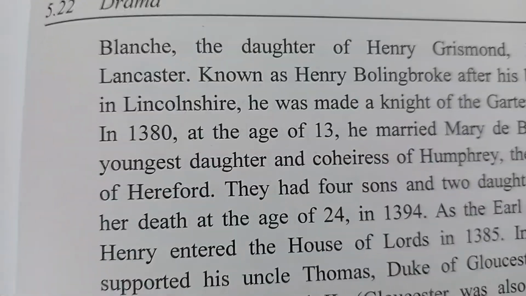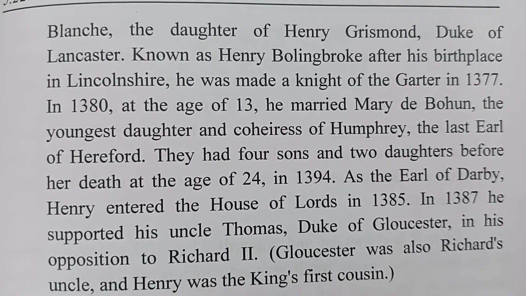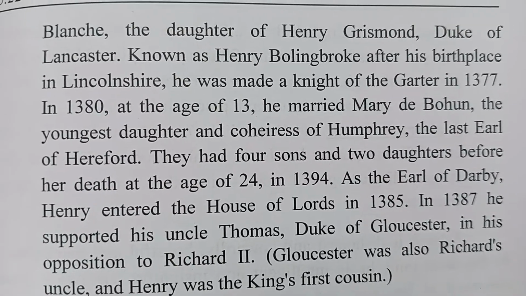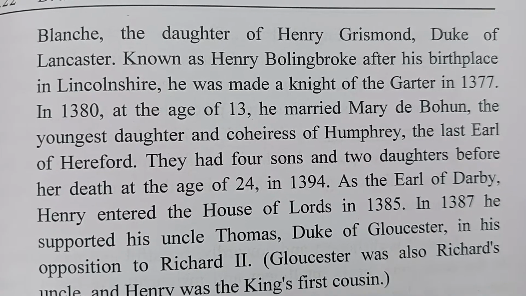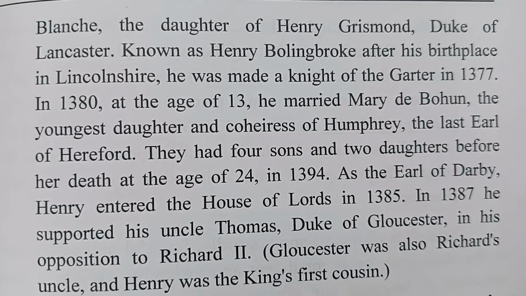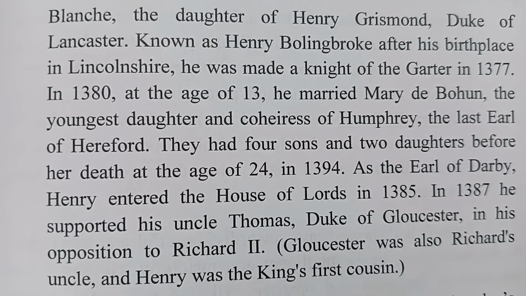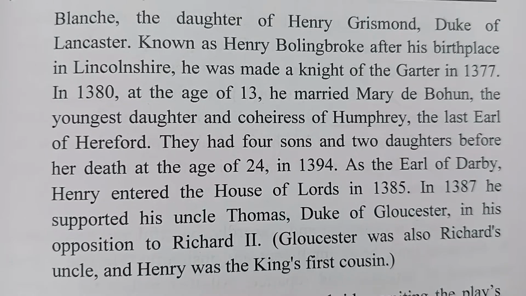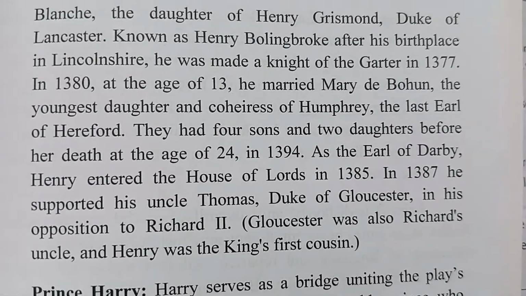you can say Blanche, the daughter of Henry of Grosmont, Duke of Lancaster, known as Henry Bolingbroke, after his birthplace in Lincolnshire. Okay, he was made a Knight of the Garter in 1377. In 1380, at the age of 13, he married Mary de Bohun, the youngest daughter and co-heiress of Humphrey, the last Earl of Hereford. They had 4 sons and 2 daughters before her death at the age of 24 in 1394.